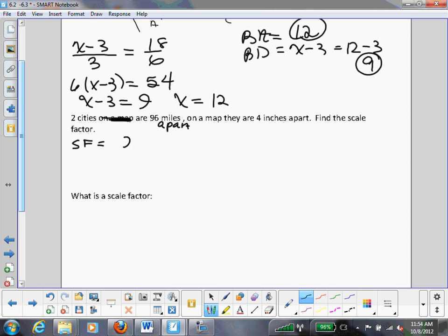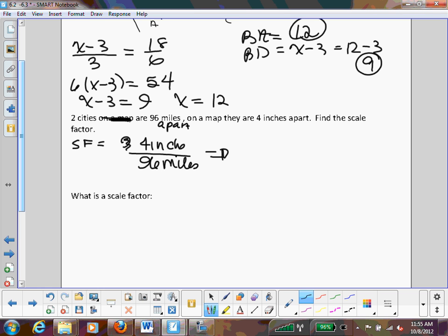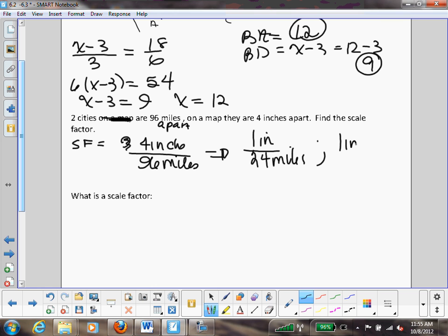Okay? So I would say 96 miles, or we'll do 4 inches over 96 miles. That's a comparison, right? That means in the scale factor, we want it as reduced as possible. We'll say then, does 4 go into 96 evenly? How many times? 24. So that means on a map, 1 inch represents 24 miles. So we can also write it as 1 inch to 24 miles.